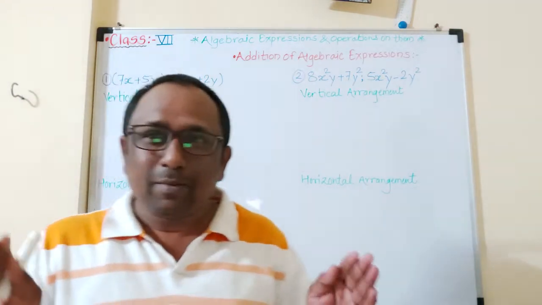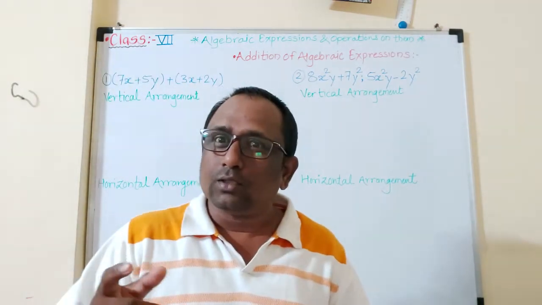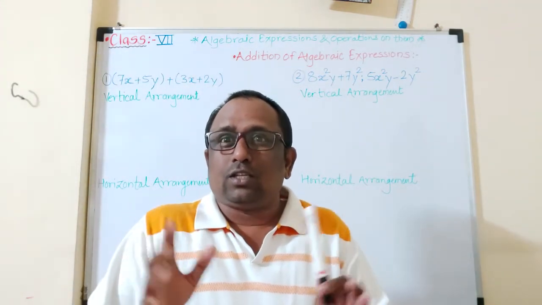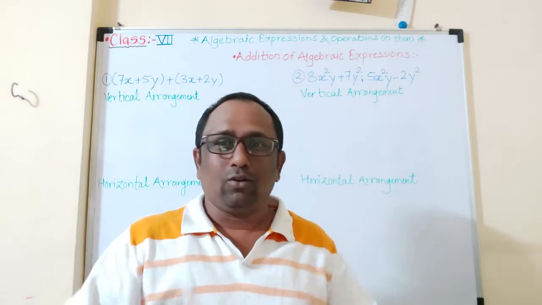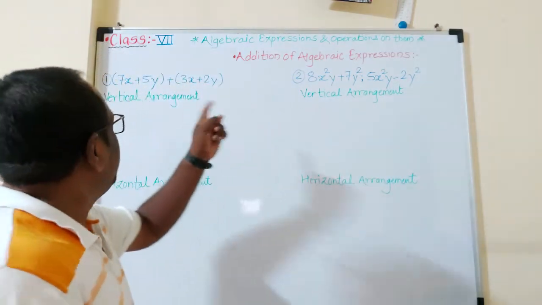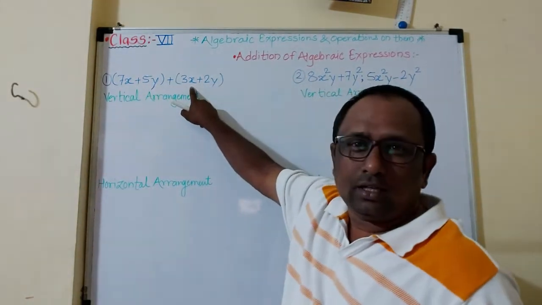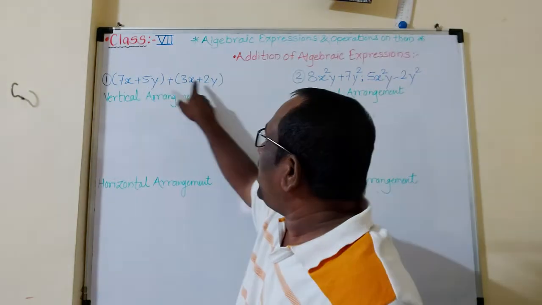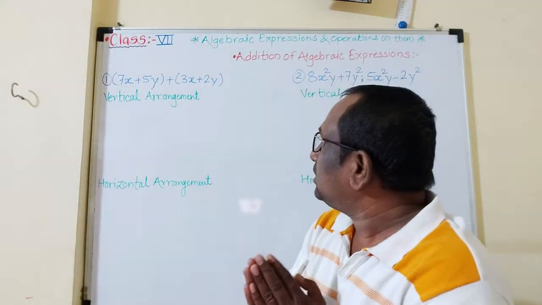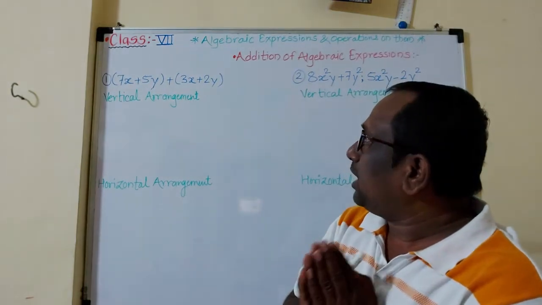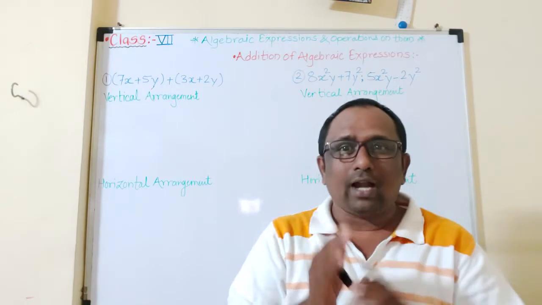Like terms means matching. Boys, instead of girls, are more conscious about matching dress, matching pants, matching shoes. So matching means like terms. Look here: 7x, 3x, then 5y and 2y. So 7x and 3x are like terms, and 5y and 2y are like terms. So we have to add these like terms.